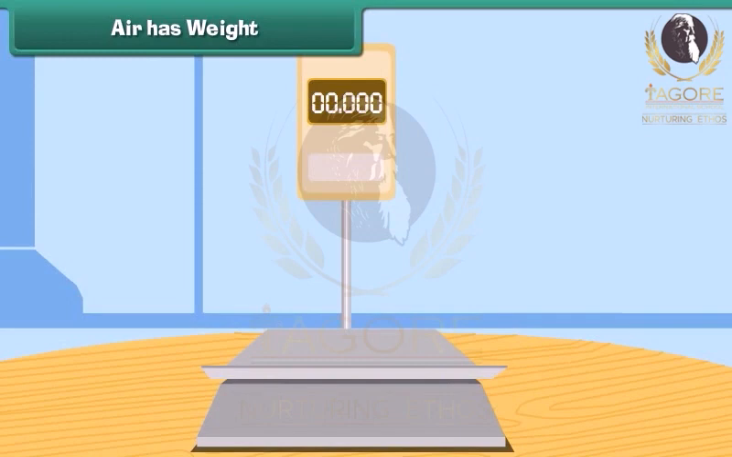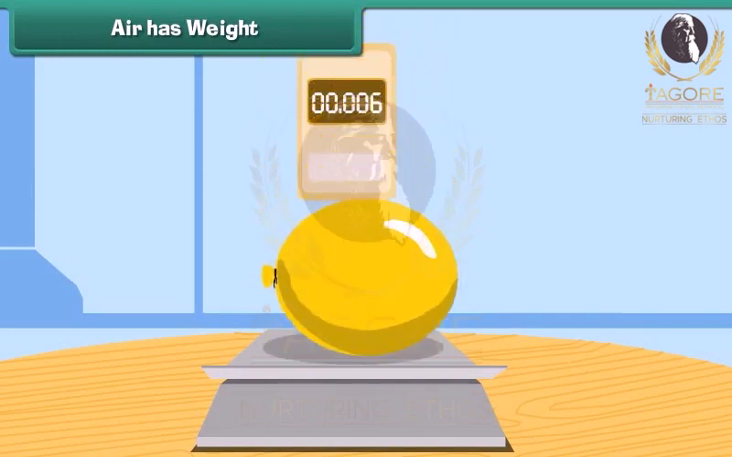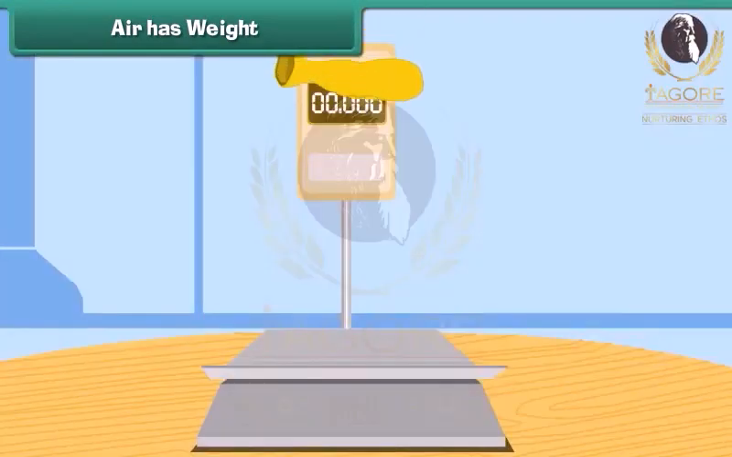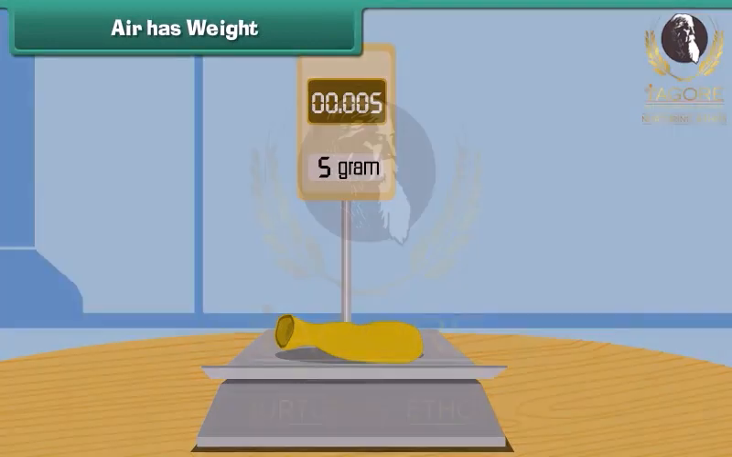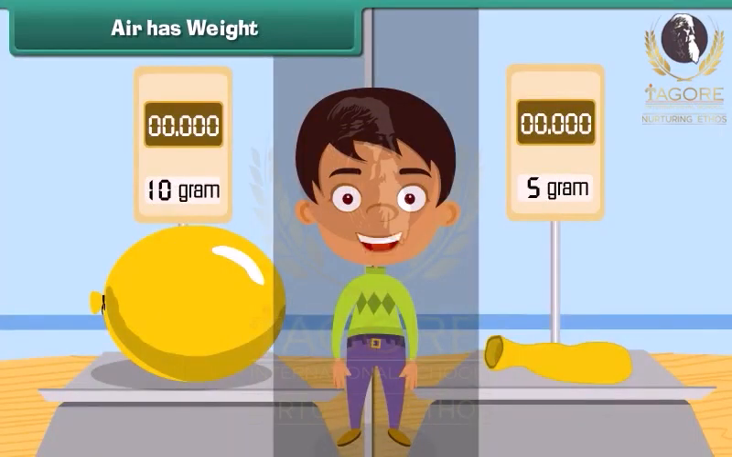Air has weight. Take an inflated balloon and weigh it. Now remove the air and deflate the balloon. Weigh it once more. What do you find? The balloon had more weight when it was inflated. This proves that air has weight.